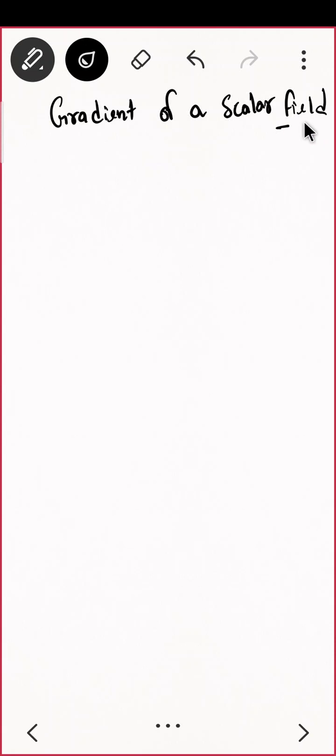Yeah, so let us do the next part. Next part is gradient. Gradient of a scalar field. What do you mean by gradient?